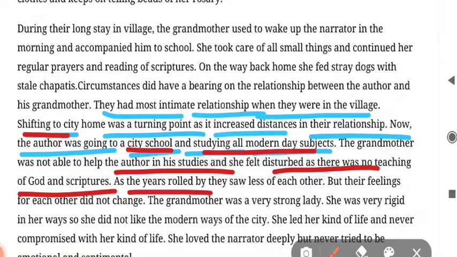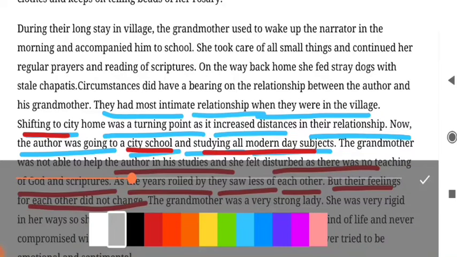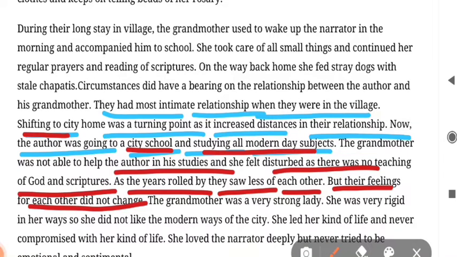As the years rolled by, they saw less of each other. As time passed, with the increasing of his standard, the author was busy with his studies. So they grew a distance between each other. They were living in the same house, but they weren't seeing each other even for a second. But their feelings for each other did not change. So here, things were going worse for them. Still there was no change in their feelings. They felt the same for each other even now.